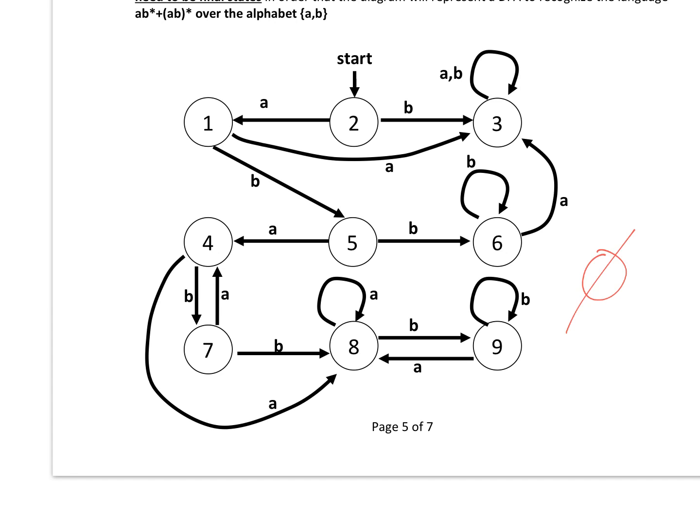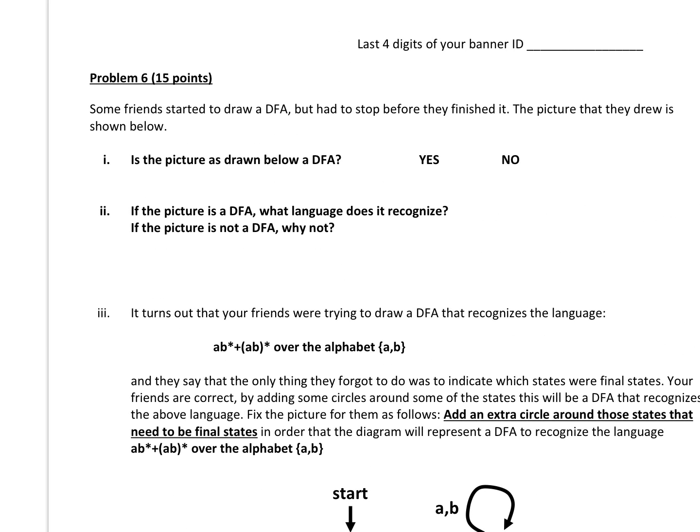So if we go back up, the question is, is the picture as drawn below a DFA? Yes, it is, right? It's a DFA. I haven't told you what it's a DFA over, but you can figure out it's a DFA over the alphabet AB, right? But it is a DFA. It's definitely a DFA. And if the picture is a DFA, what language does it recognize? Well, we said it recognizes the empty language, right?